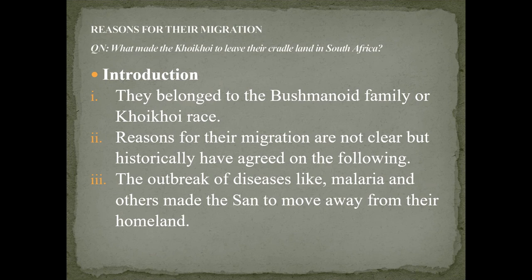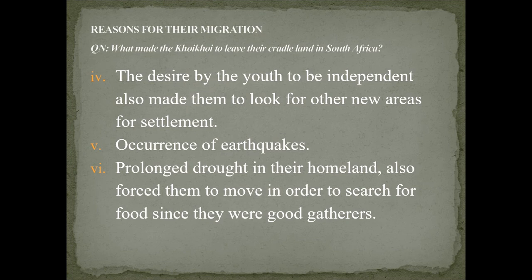So members, let us now look at the reasons why the Khoikhoi migrated from their cradleland into South Africa. We have the introduction there. You can say that the Khoikhoi belong to the Bushmanoid family or Khoisan race. You can also say that they were the second occupants of South Africa, origin not clear. Then you go ahead and look at the reasons for their migration. The first reason is diseases in their cradleland, like malaria, sleeping sickness, and others that made them migrate.